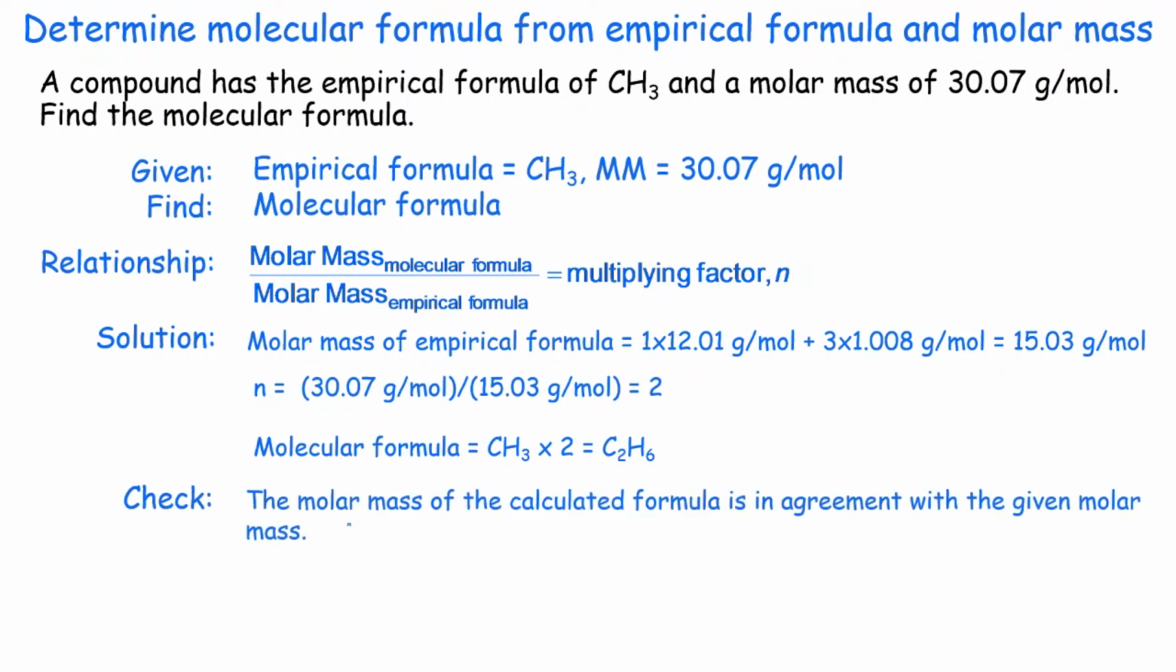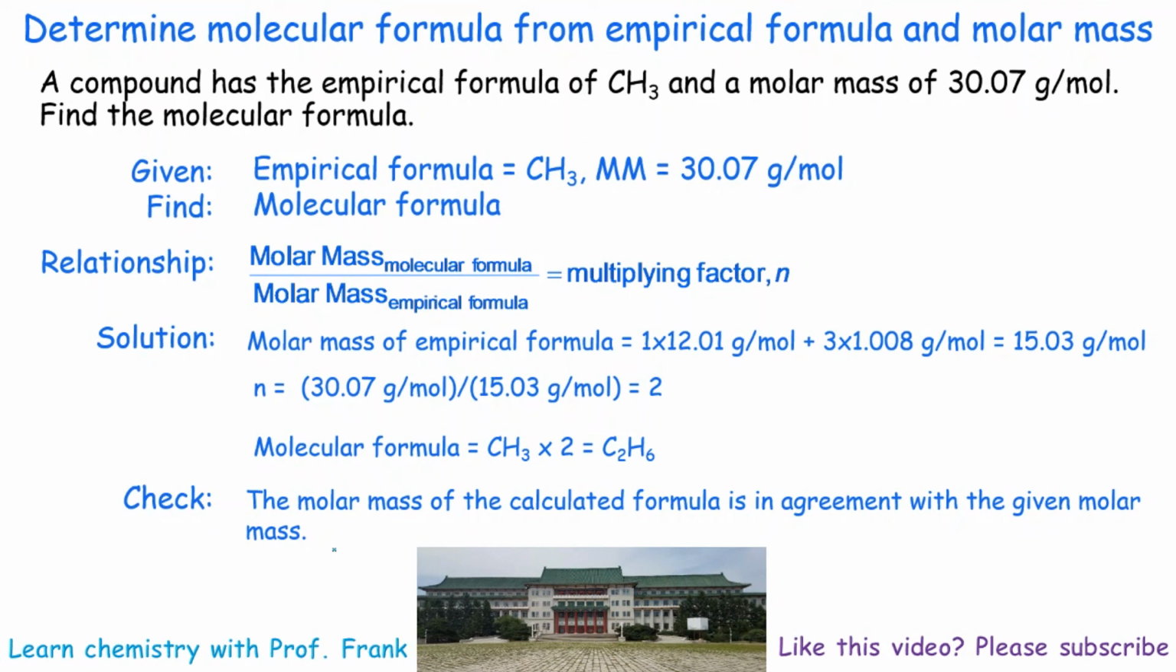We can check it. The molar mass of the calculated formula is actually in agreement with the given molar mass. What does it mean? You can just use a copy of the periodic table to find out the molar mass of C2H6. Okay, 2 times the carbon's molar mass, so 2 times 12, that's about 24. And then 6 hydrogen, 6 times 1, that's about 6. Then that gives us about 30. You see, just double check on that. So it makes sense. Then it means our solution should be correct.